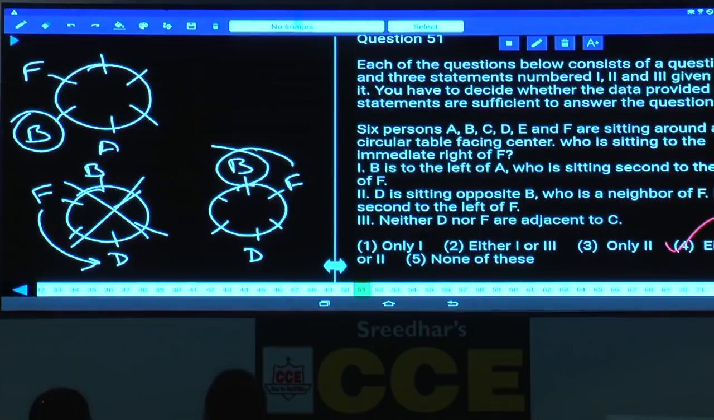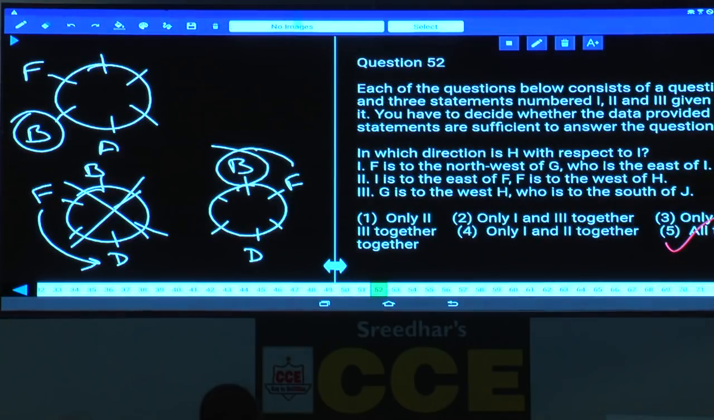Done with this? No need to check out condition number 3. Why? Because if there is a choice like each statement alone is sufficient, then you should check out 3 also. That choice is not there, hence no need to check out this. Then question number 52. None of these is there. What do you mean by none of these? None of these means none of the given choices is your answer. But whereas I have the choice either 1 or 2, and that will be my answer.